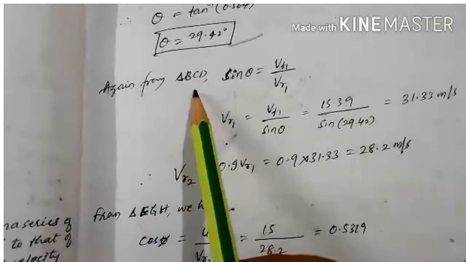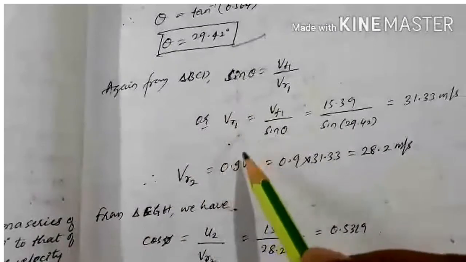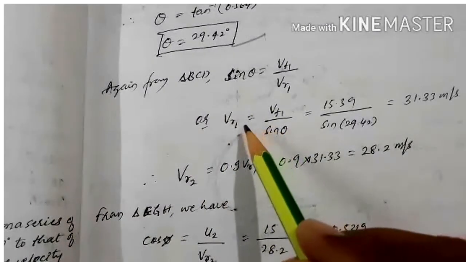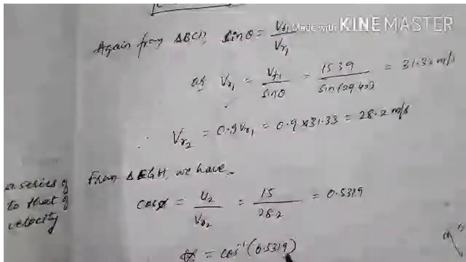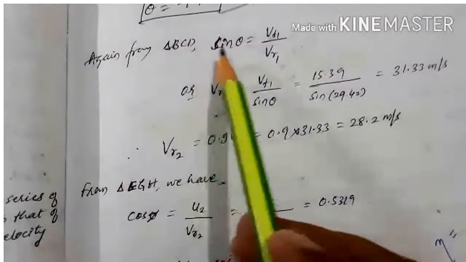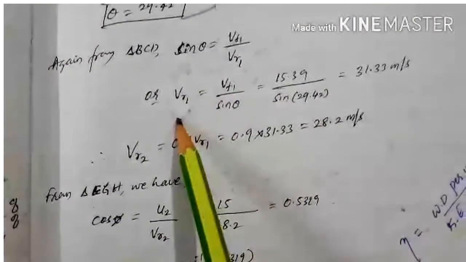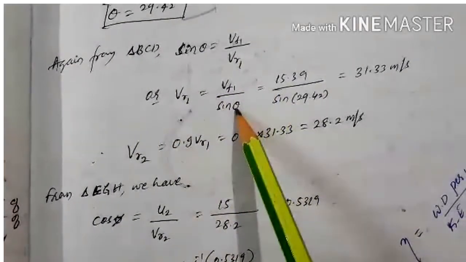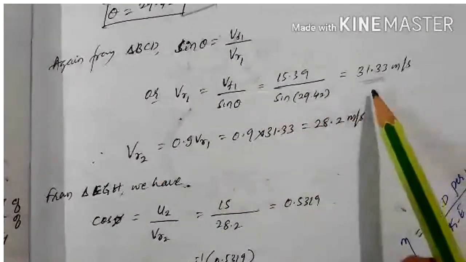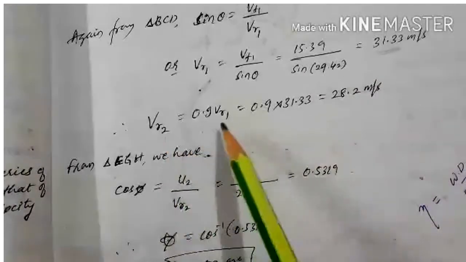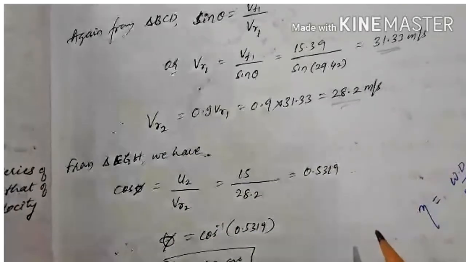Again from triangle BCD, once again you calculate. We need to calculate what is VR1. Once we get VR1, then we can easily get the VR2 at outlet. With that intention, you have to refer again to triangle BCD, apply sin theta equals VF1 by VR1, then calculate VR1. VR1 is VF1 by sin theta. This much is the VR1, but at outlet VR2 will be 90% of VR1. You will get 28.2 meter per second.